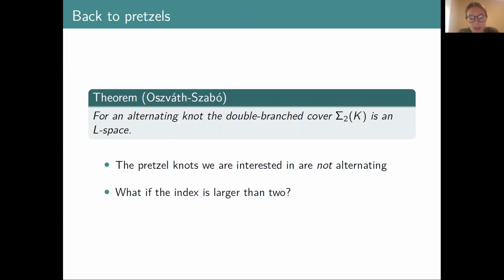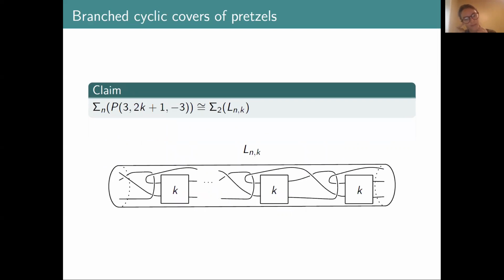Okay, so the problem again is, the only thing that we have at our disposal right now is that the double branch cover is an L space for alternating knots. We took care of this problem that the index is larger than 2, so we've turned our problem into a question about double branch covers. But we still have this problem that the pretzel knots that we're interested in, and also these related links whose double branch cover is the pretzel knot, it turns out they're not going to be alternating. So let me just show you that. Okay, so by a similar procedure to the figure 8 knot case, we get this link.